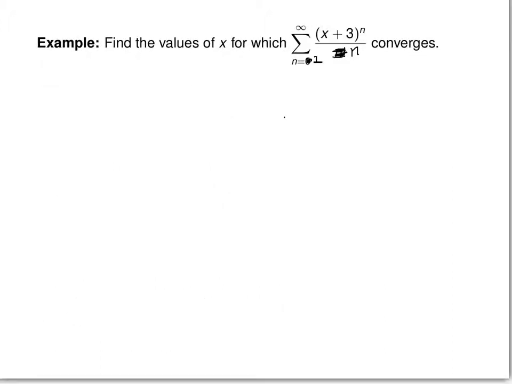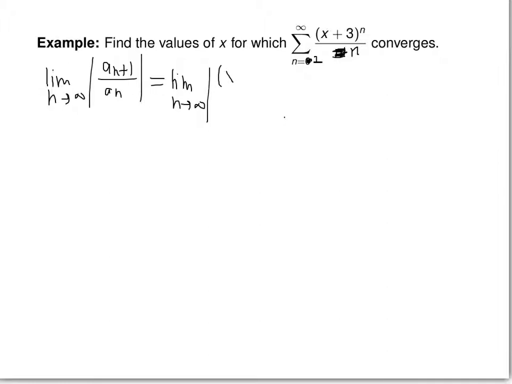In the next example, we will figure out the values of x for which this series converges using the ratio test, because this is no longer a geometric series. So we'll find the limit as n goes to infinity of the ratio of the n plus first to the nth term. So the n plus first term is x plus 3 to the power of n plus 1 divided by n plus 1, and then multiplied by n over x plus 3 to the n.